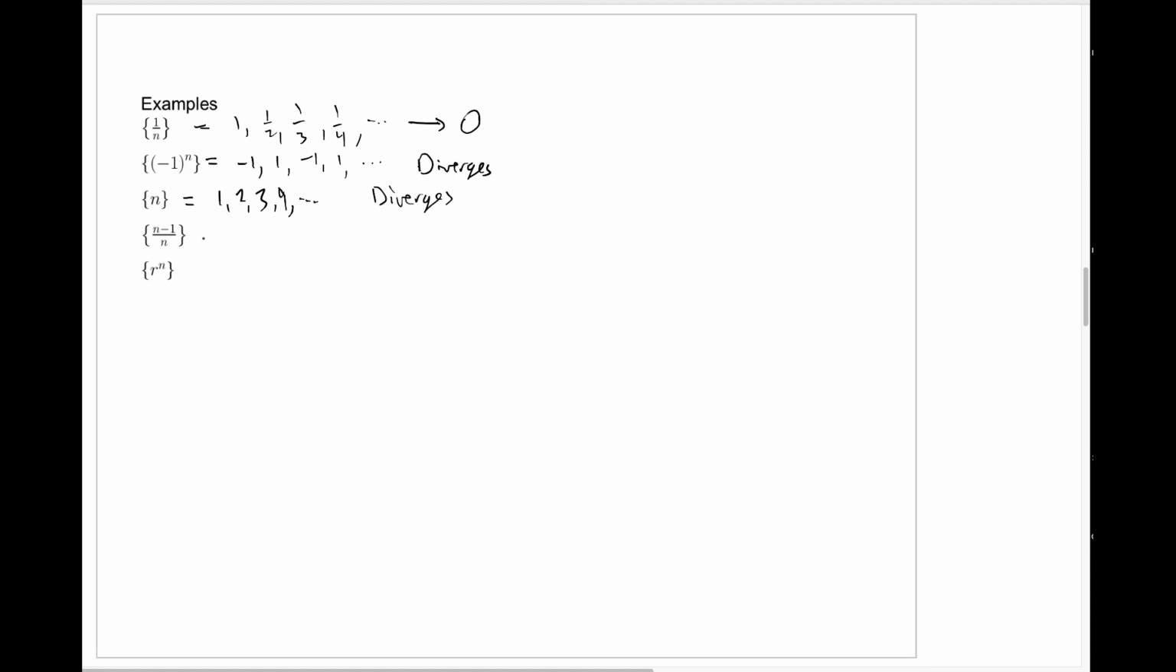What about this sequence, n minus 1 over n, which we looked at before? That's the sequence 0, 1/2, 2/3, 3/4, etc. Well, I claim that this sequence has limit 1. In other words, I'll use this different notation: the limit as n goes to infinity of n minus 1 over n equals 1. We can tell that because n minus 1 over n is equal to 1 minus 1 over n.